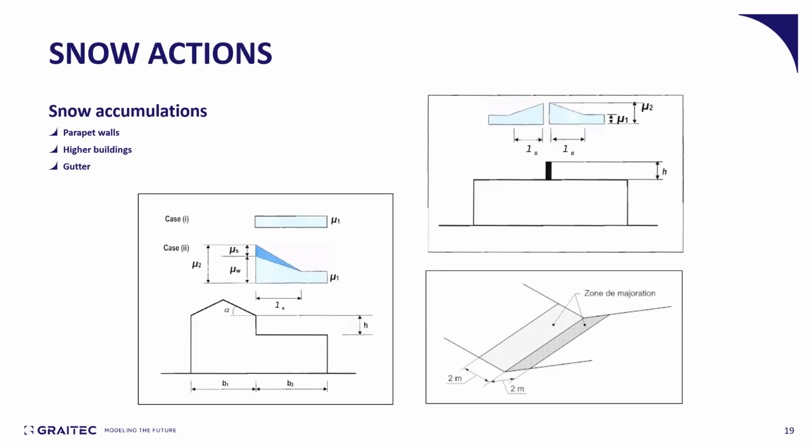Advanced Design will also automatically generate all sorts of snow accumulation, whether from a taller building or from a parapet wall, or even the snow accumulation in a gutter. This gutter accumulation is because when you have a potential snow accumulation and it rains, the rainfall will get trapped inside the snow and it will make the snow heavier. So in these areas you have to account for an extra 0.2 kilonewton per square meter load.